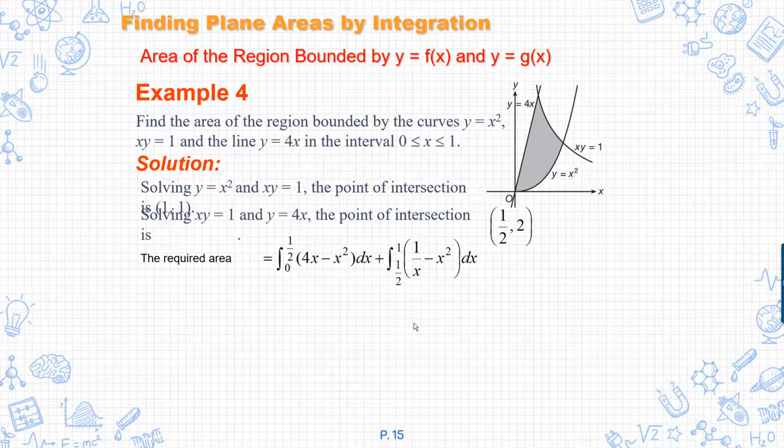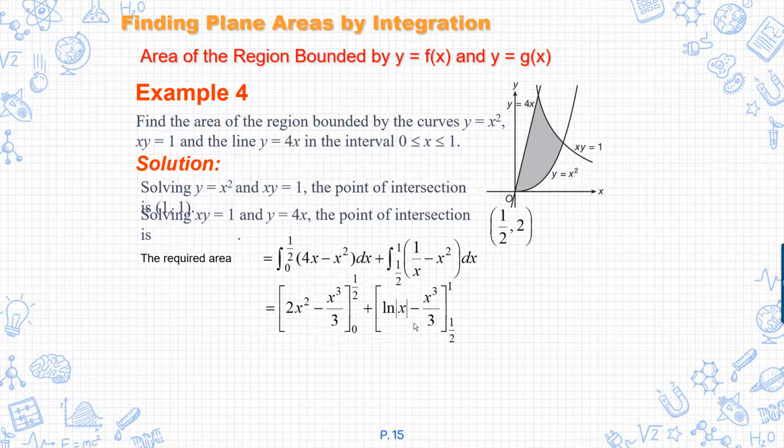So dividing this whole problem into two different intervals, 0 to 1 by 2, and then 1 by 2 to 1, because we are not going to go beyond 1, as the question says the interval is 0 to 1. So our integral is 0 to 1 by 2, straight line y is equal to 4x minus y is equal to x square, so 4x minus x square is the first portion of the area, and the second portion of the area is y is equal to 1 by x minus y is equal to x square in the interval 1 by 2 to 1.